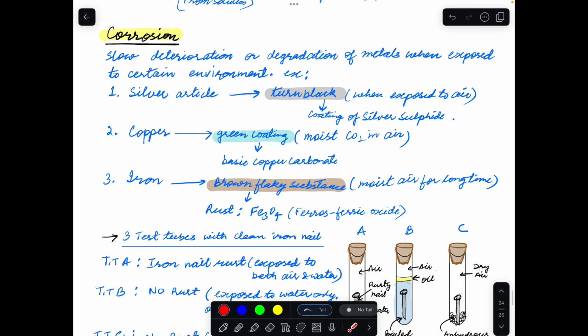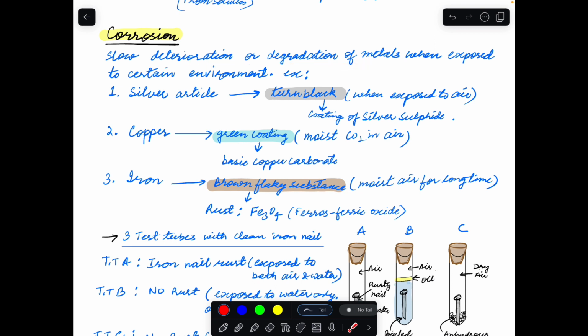Next, the topic is corrosion. This is the last topic for your chapter. So what is corrosion? Corrosion is the slow deterioration or degradation of metal when exposed to a certain environment. You have seen this in the case of an iron article or iron nail. When iron articles are exposed to moist air, they develop a brown flaky substance on the surface. This is the rust, and this rust is formed by the process of corrosion, that is, slow degradation or deterioration of metal.